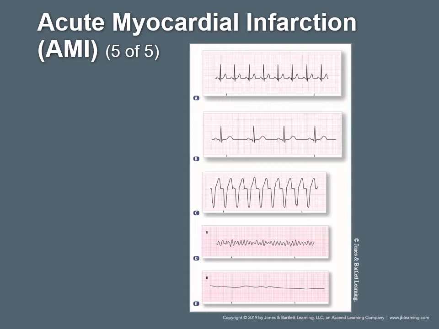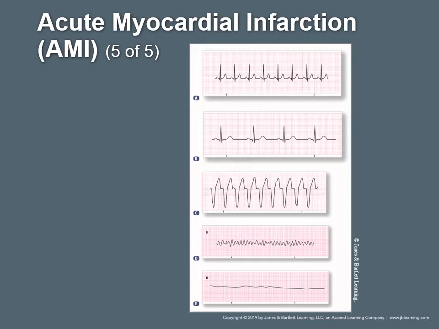These are common cardiac dysrhythmias. The top one is sinus tachycardia. The second one is sinus bradycardia. The one in the middle is ventricular tachycardia. The next one is ventricular fibrillation, or VFib, as we call it. And then the last one is asystole.